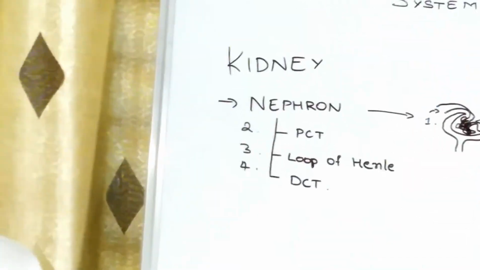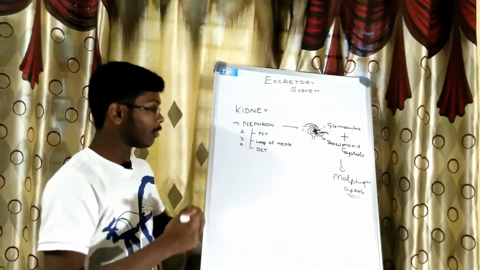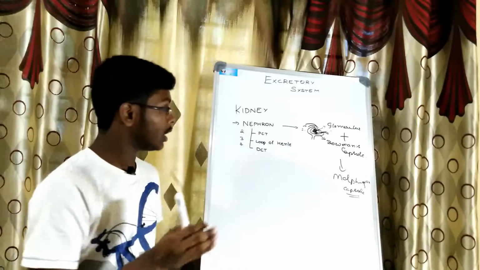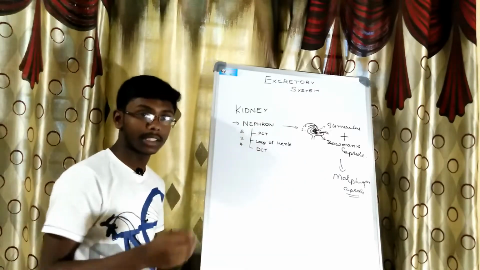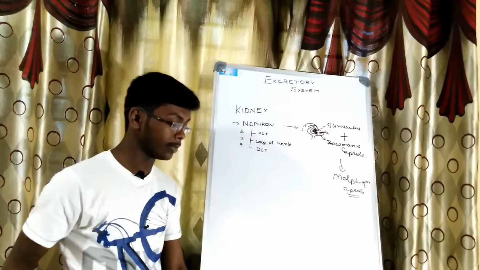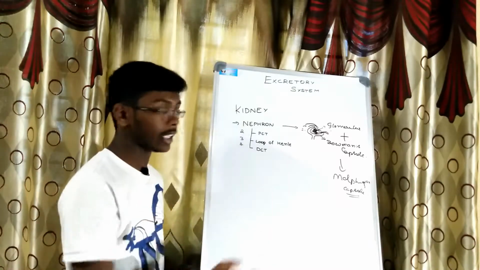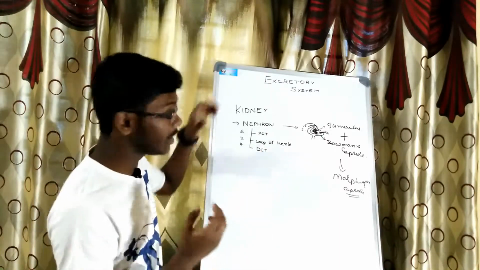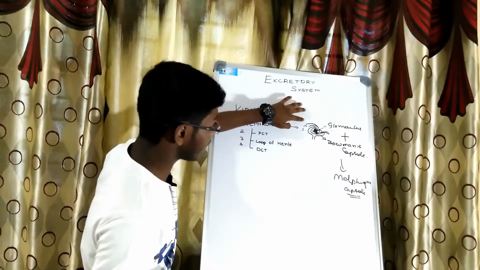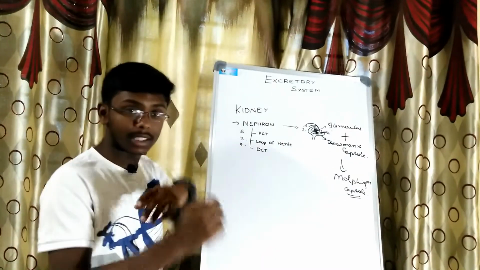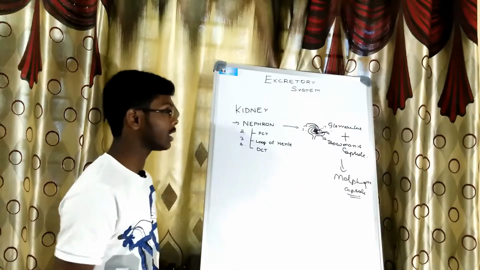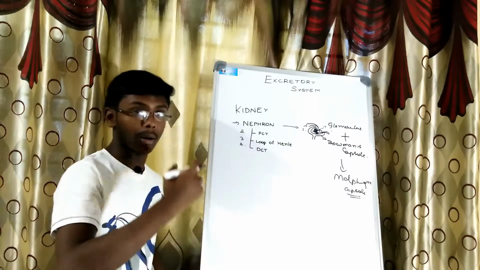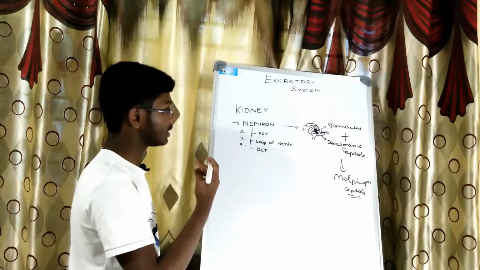So what is ultrafiltration? As the name suggests, it is the filtration of blood and water. The reason it is known as ultrafiltration is that it occurs under a great hydrostatic pressure. This pressure is created due to the differential diameters between the afferent arteriole and the efferent arteriole. This is the reason for the high hydrostatic pressure, and due to this very high hydrostatic pressure, the blood is filtered.